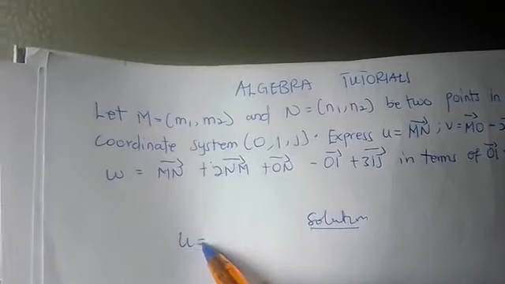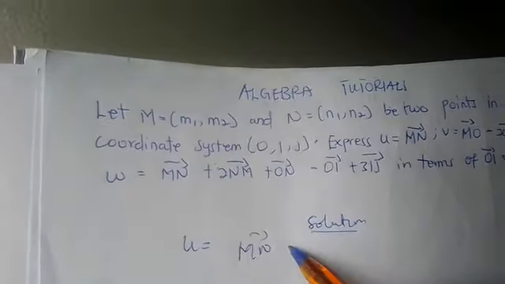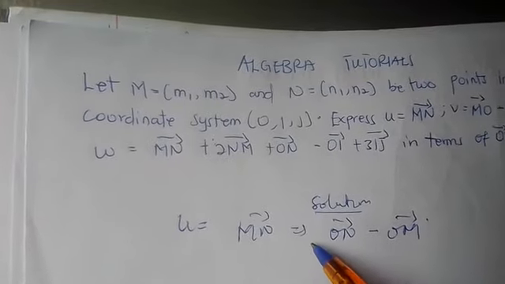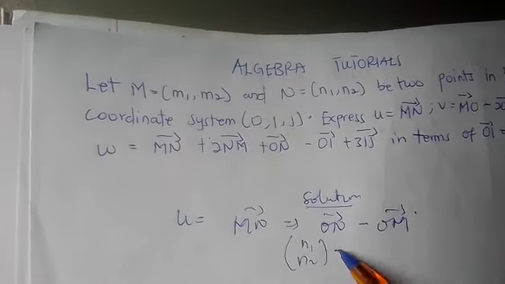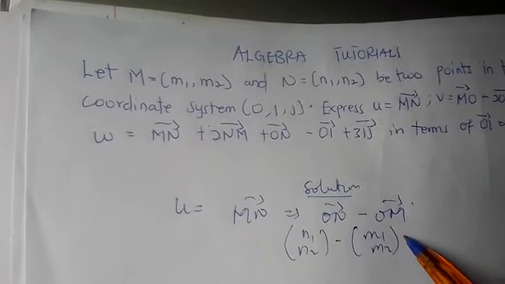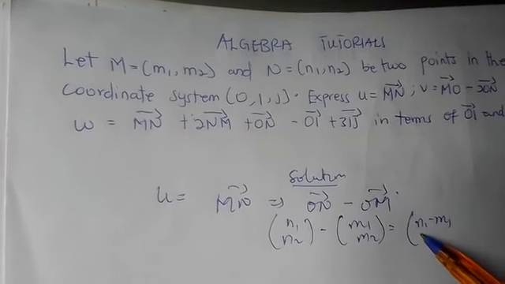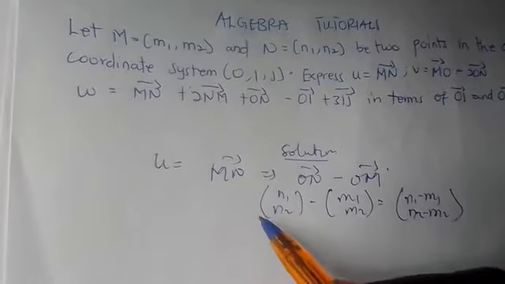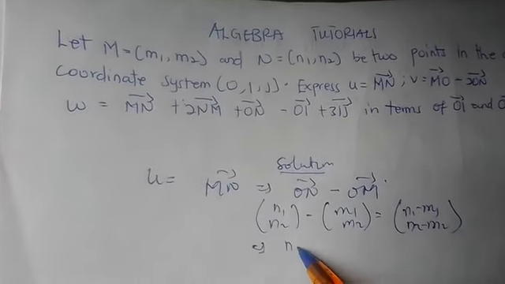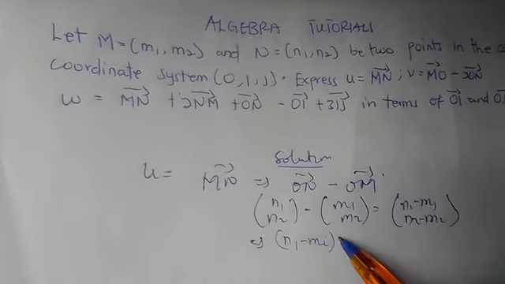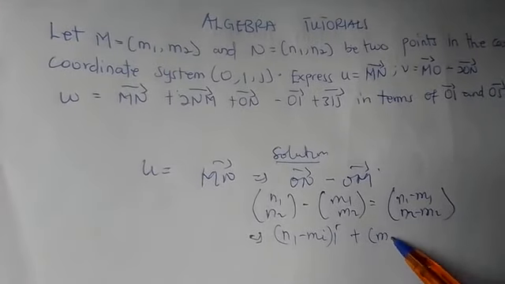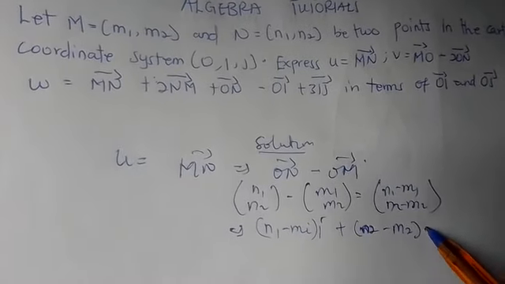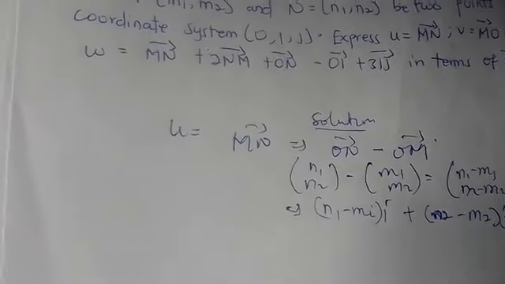So first, our u is equal to vector MN, and you know that this is the same as ON minus OM. So once I get this, my ON (n1, n2) minus OM (m1, m2) will give me (n1 minus m1, n2 minus m2). And it said express it in terms of OI and OJ, meaning in terms of i and j. So this will be equal to (n1 minus m1) i plus (n2 minus m2) j. Nicely. So once I get this, I'm done for the u.